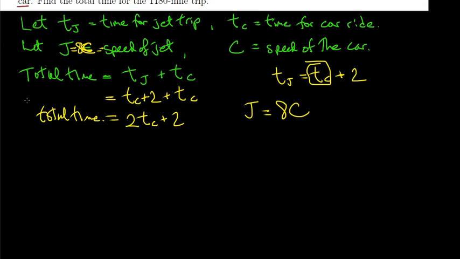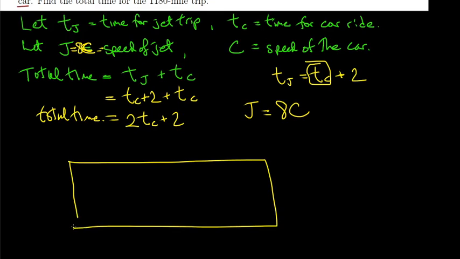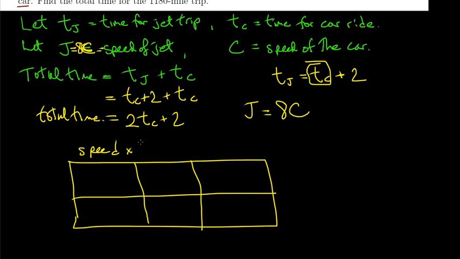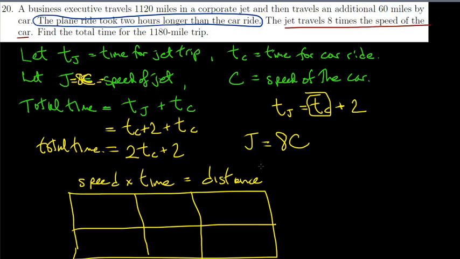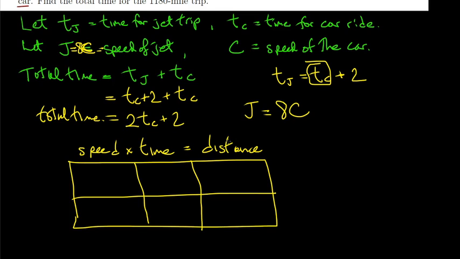Okay, so now let's just put this all together. Let's make our usual table here, and the usual 2 rows, 3 columns. The columns are speed times time equals distance. Now notice there's no wind, so we're not going back and forth. This is a one-way trip. So the 2 rows then are just one for the jet and one for the car.